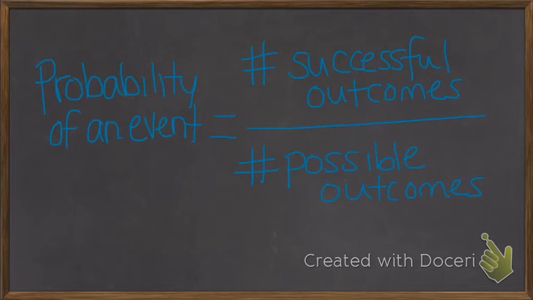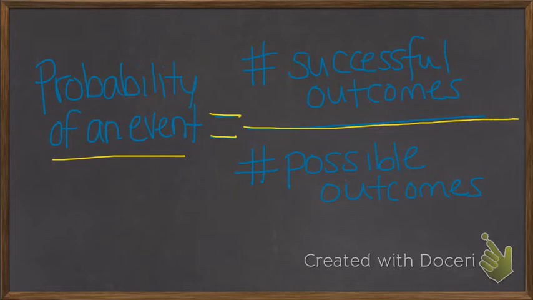Okay, so this is an equation that you're going to use to calculate the probability of an event. So what's an event? An event is a situation where you want to know what are the chances of getting some kind of outcome. So we're going to use the probability of an event equals, right? This is a fraction line. That means we are going to divide the successful outcomes by the possible outcomes. So how does this work?